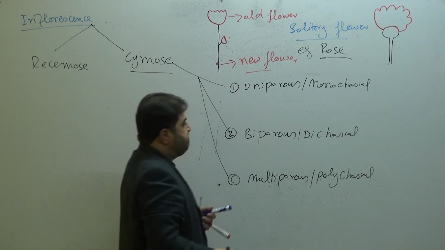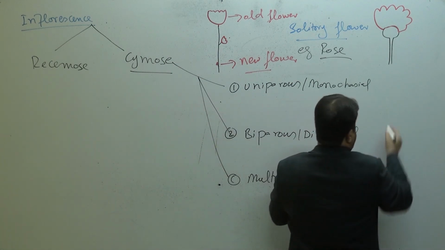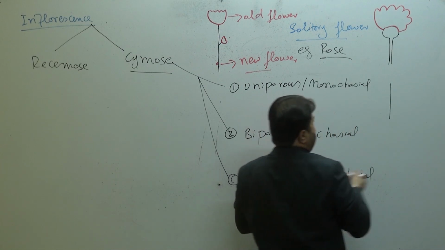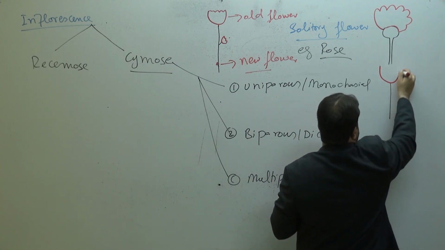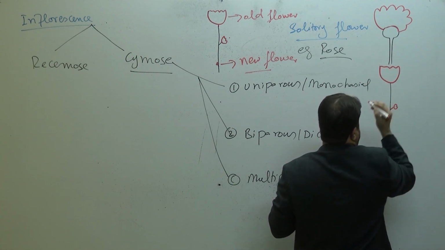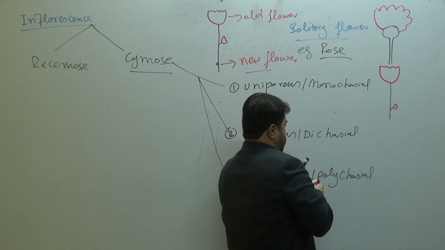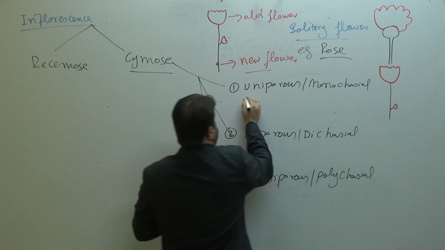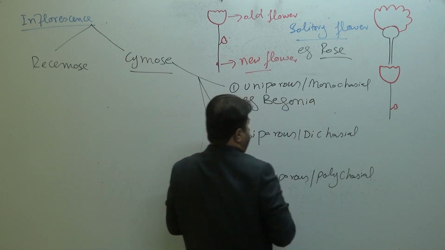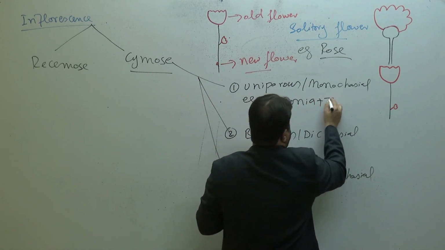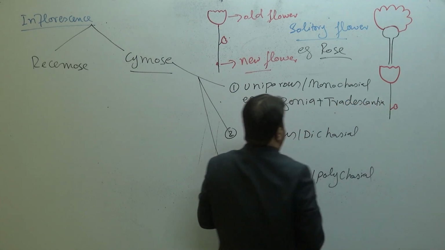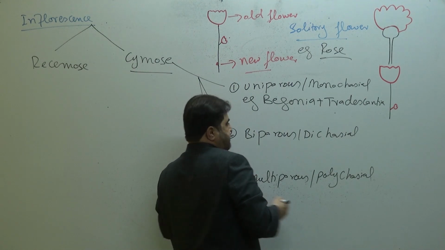What is the difference between them? In the case of uniparous, when the main stalk of a flower soon after completing its growth gives rise to a flower, only a single flower is produced at the base. That's called uniparous. For example, begonia and tradescantia are examples of uniparous.